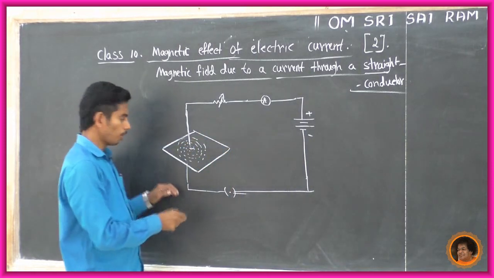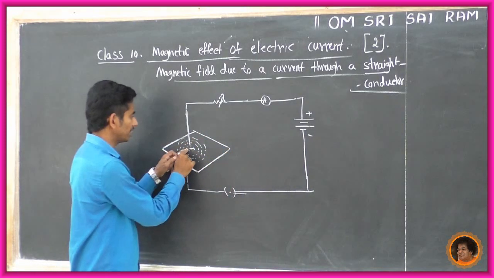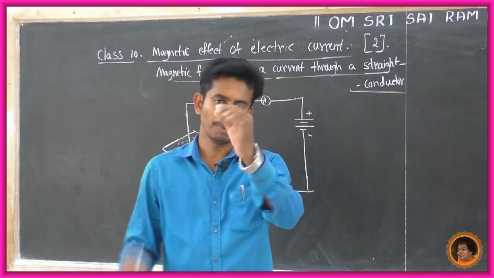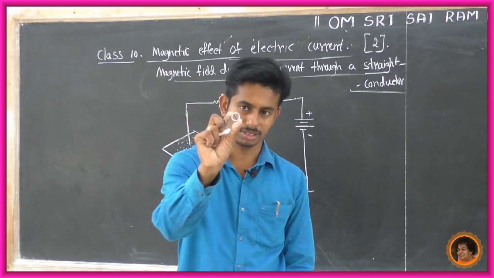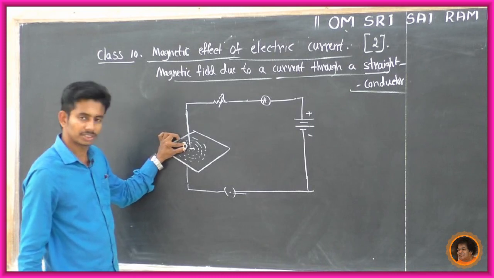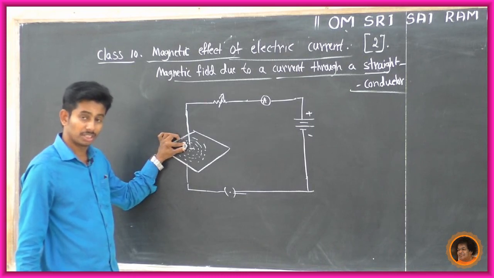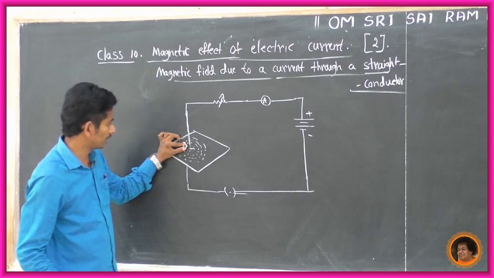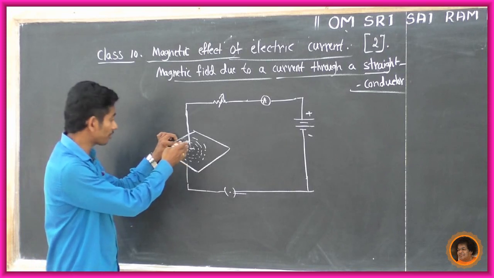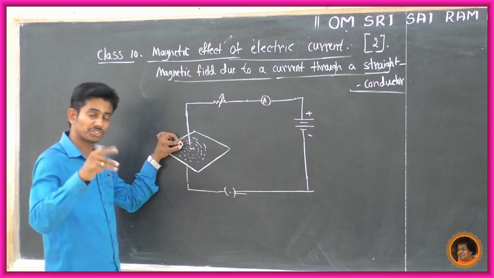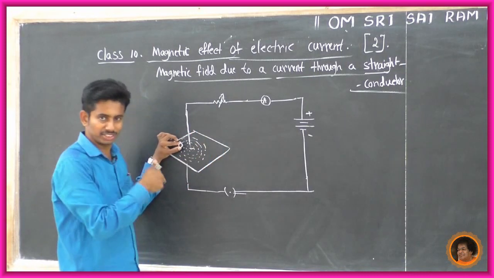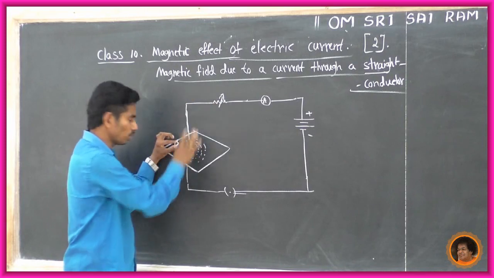Another thing: now place one magnetic compass near the conductor. This is a compass. If I place it near the conductor, the compass shows more deflection. Then we move the compass away from the conductor, and the deflection is less. The same amount of current is flowing in the circuit; there is no change of current in this situation.